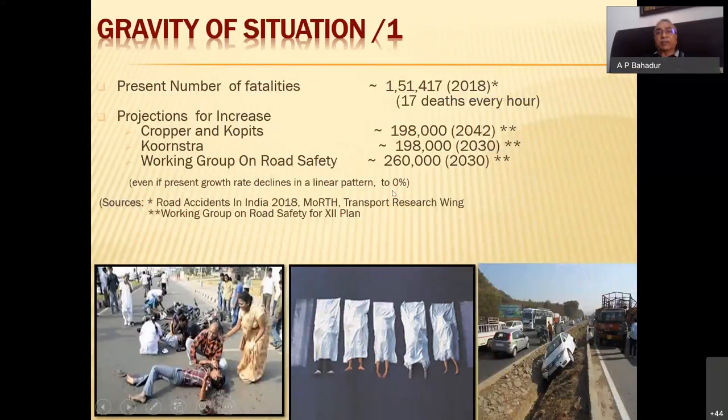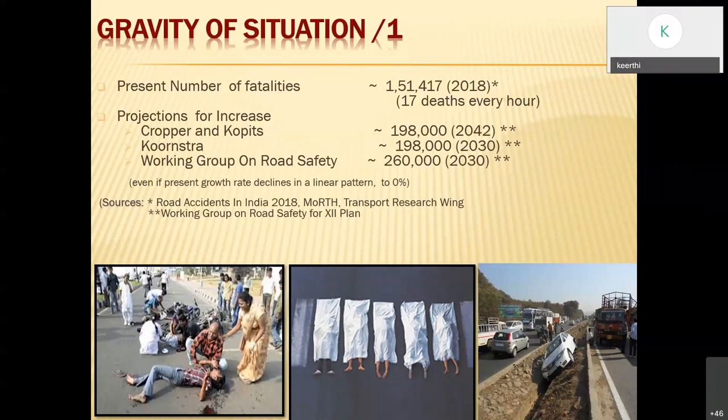If we go by the numbers, as we can see, 1,51,000 people are getting killed on our roads as per the latest figure of 2018. The Ministry of Road Transport and Highways keeps on bringing out the accident report every year, and it is normally available. So some of you who are really interested in this can see that report. Despite all the shortcomings which we may talk about, it's a document which can be a good reference.